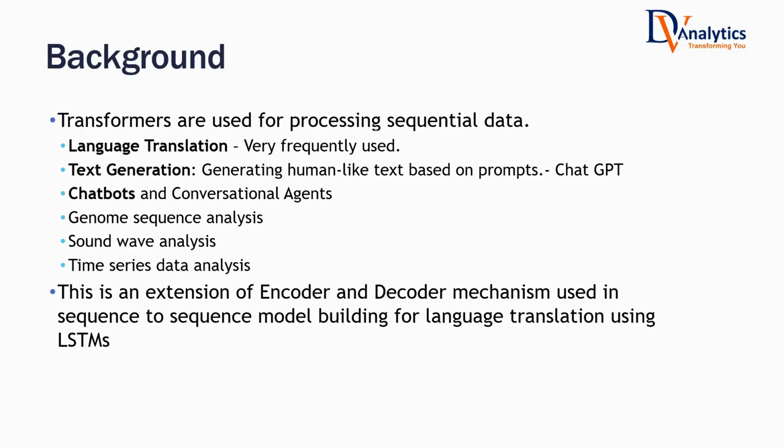Transformers are mostly used for processing sequential data. You have two or three types of data sets. One type of data set is time series data or sequential data. The other one is cross-sectional data.